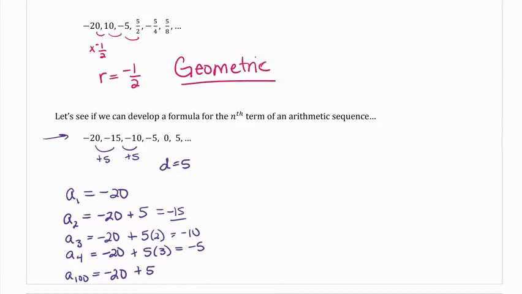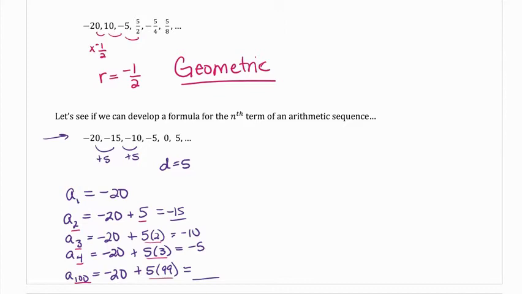Well, to get the second term, I added 5 once. To get the third term, I added 5 twice. To get the fourth term, we added 5 3 times. See the pattern there? So if I want the 100th term, I need to add 5 99 times, and that would generate our 100th term.